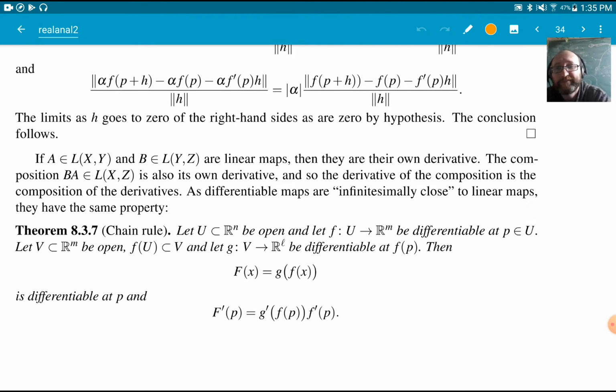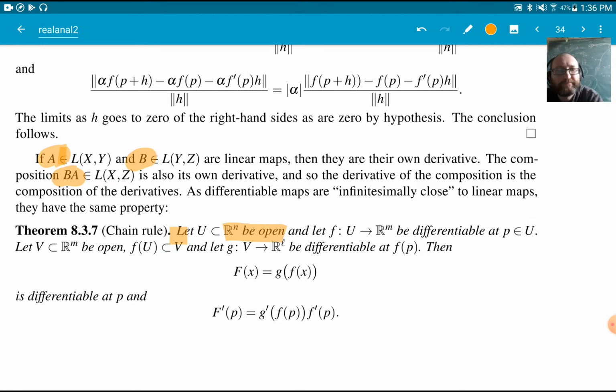Because if I have these two, A and B, two linear functions, and here X, Y and Z are just some Euclidean spaces R^n, then if we have A and B, I can compose them, BA, right? The derivative of A is A, the derivative of B is B. The derivative of BA is the composition BA. It's BA itself, right? And the same thing works for differentiable functions, right?